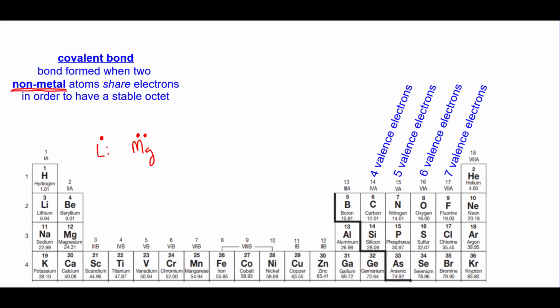Instead, atoms that form covalent bonds tend to be non-metals. Those are the ones on the right side of the periodic table. And you probably remember from a previous lesson that most nonmetals have an almost full outer energy level. And the noble gases, in fact, have an entirely full outer energy level. But they don't make bonds because they're already full.